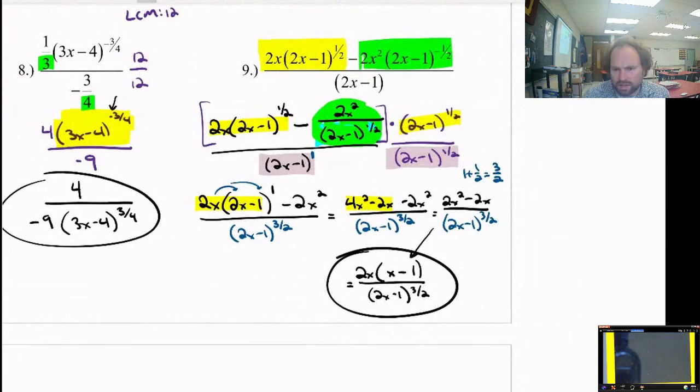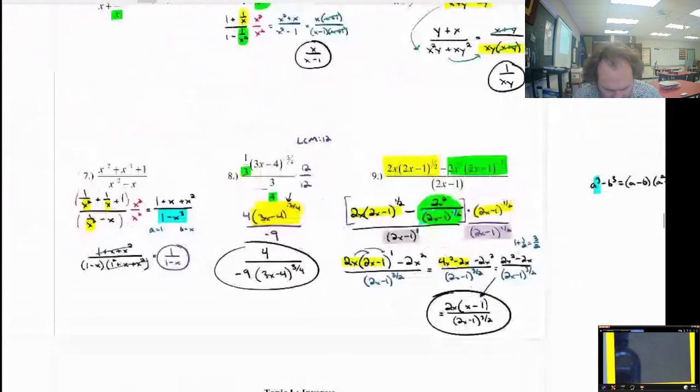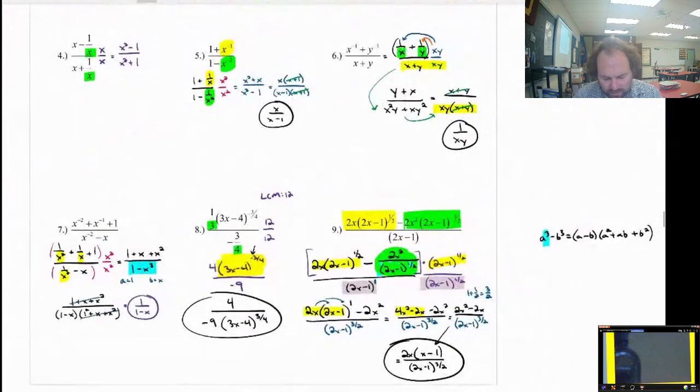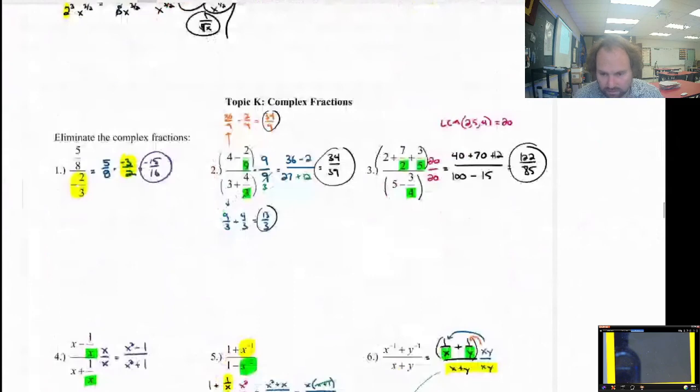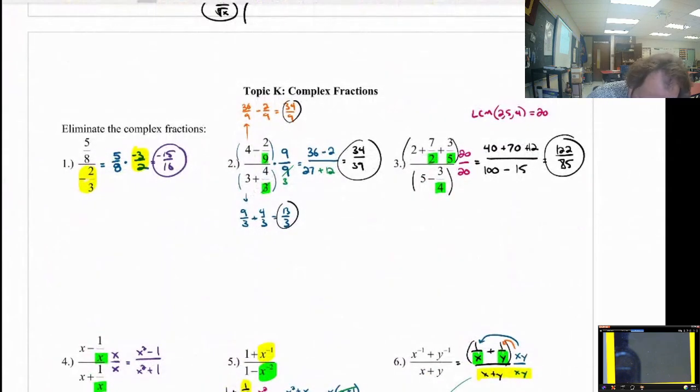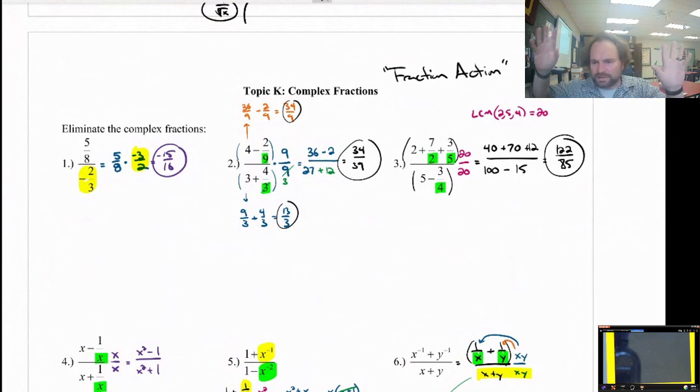Okay, we're into topic K. Pretty groovy. Just for a little bit of a wrap-up on this one, we sometimes jokingly refer to these as fraction action problems. I had a teacher friend who used to call them that. Anytime you've got a bunch of fractions, you just want to clear them out by multiplying by the least common multiple. Very cool.